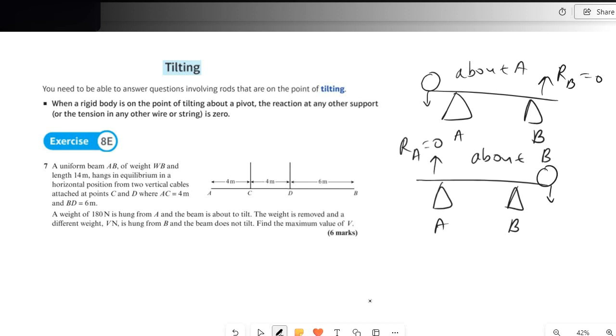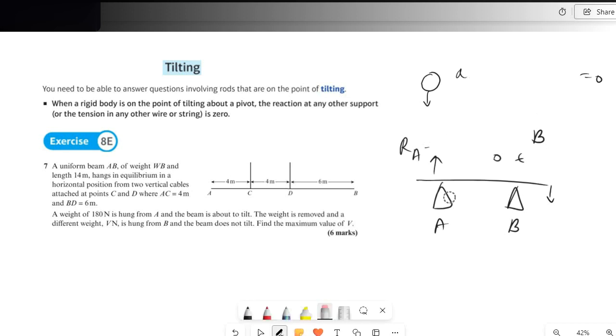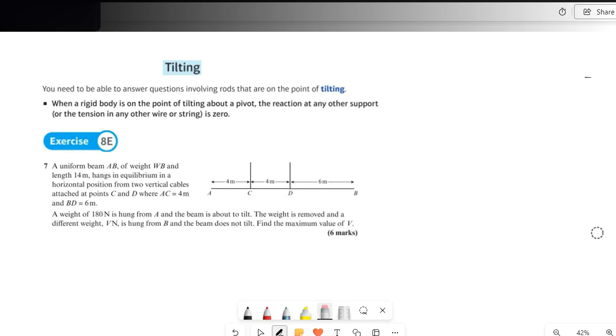So let us do a question from exercise 8E, number 7, where it's given that a uniform beam AB of weight W_B and length 14 meters hangs in equilibrium in a horizontal position from two vertical cables attached at points C and D, where AC is equal to 4 and BD is equal to 6. A weight of 180 newtons is hung from A and the beam is about to tilt. So when we place a weight of 180 newtons, the tension at D is about to be 0.